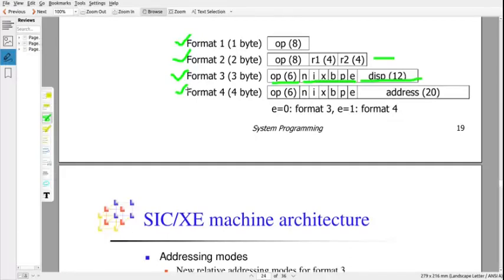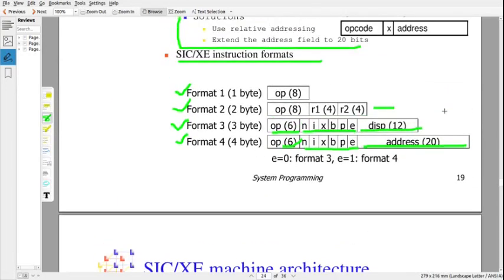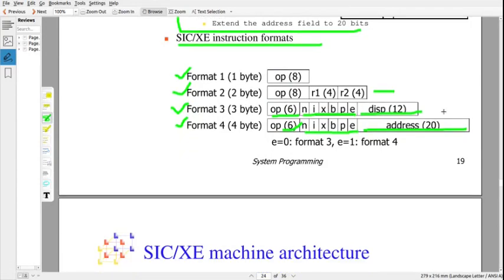The next and last one, format 4, is 4 bytes, so the total size is 32 bits. Here you can see that the opcode is 6 bits, then the flag bits, and the remaining 20 bits are used for addressing, specifying the operand, that is, the address. These are the major instruction formats in SIC/XE.